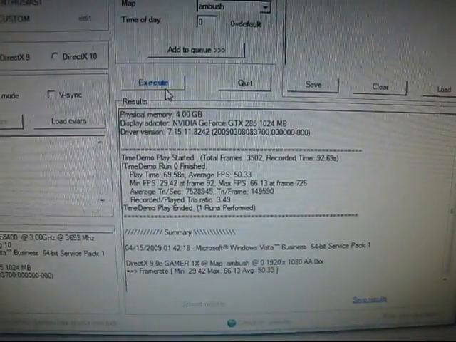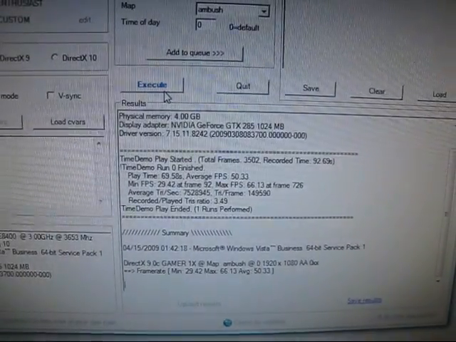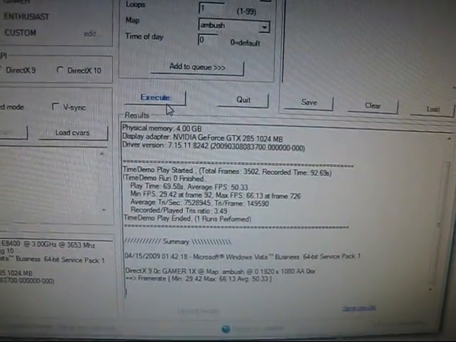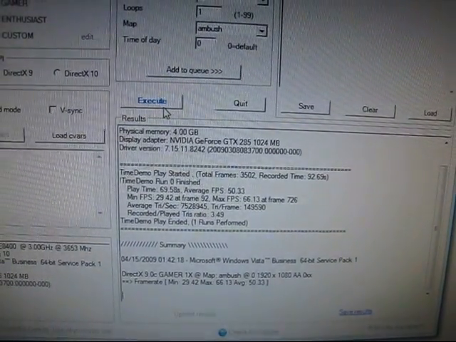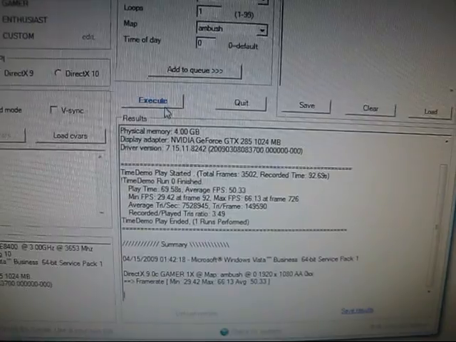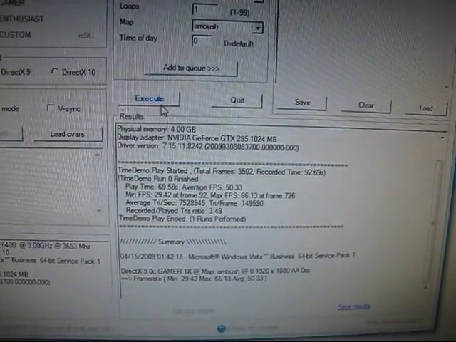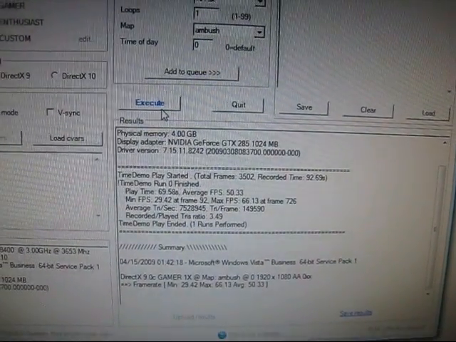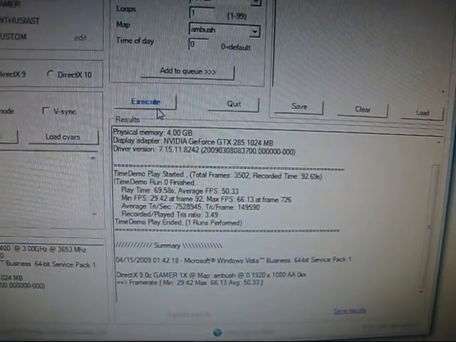Okay, here are the results. As you can see, the minimum frame rate this time is much better, about twice the previous one. You have around 29.42 frames at a minimum and a max of 66.13. Okay, we have an average of 50.33, which is fairly impressive.